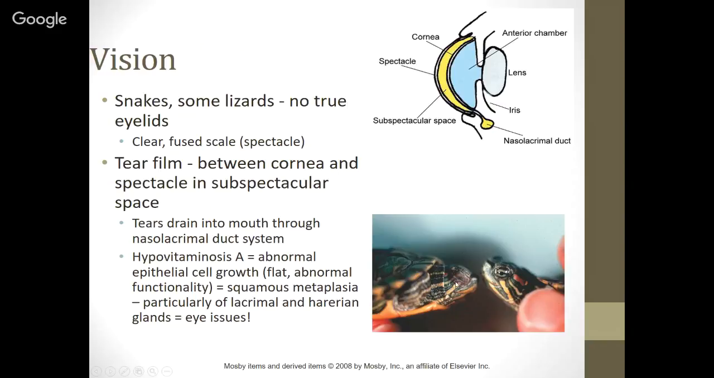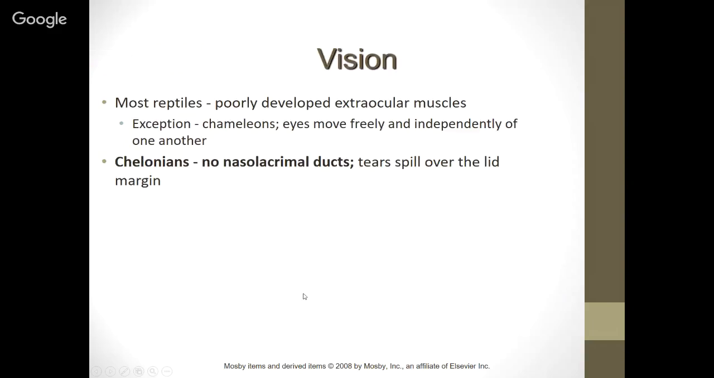So this is a turtle with hypovitaminosis A, and it causes swelling of the epithelium around the eyes. And that's a normal turtle and a turtle with hypovitaminosis A. So this is why that is important to understand.